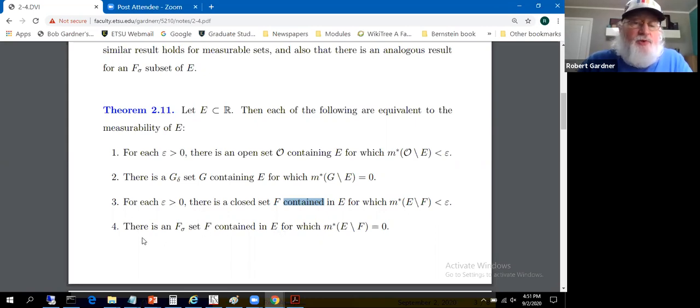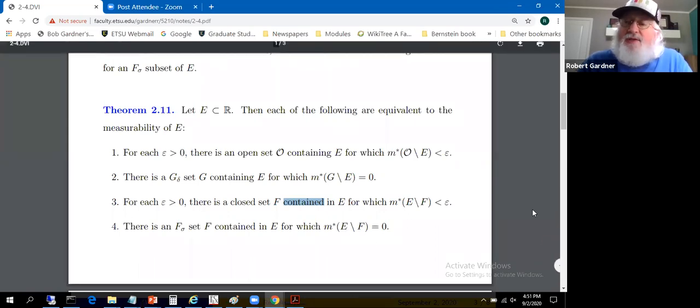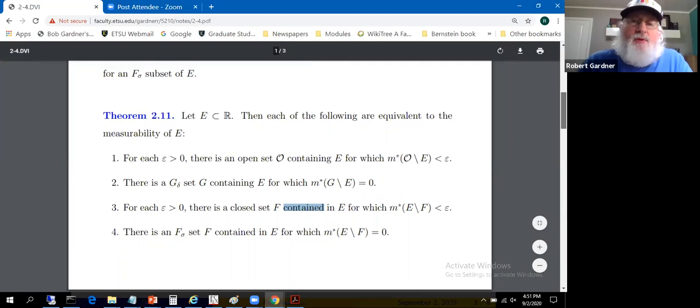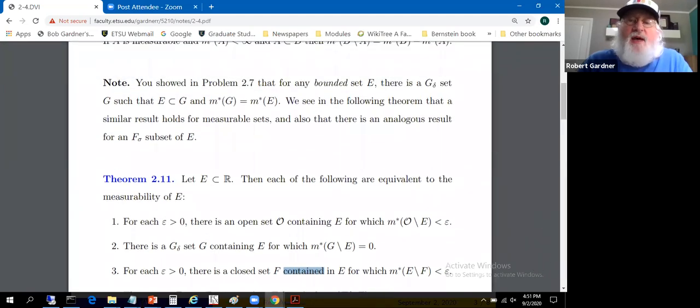And similar to part 2, there is an F sigma set contained in E for which the outer measure of E set minus F equals 0. Now that's different from what we said in problem 2.7. We took any bounded set and found a G delta set that covered it, that had the same outer measure as set E has.